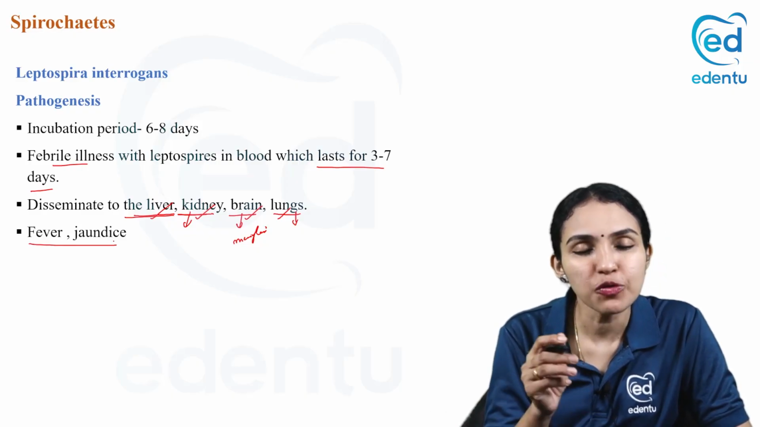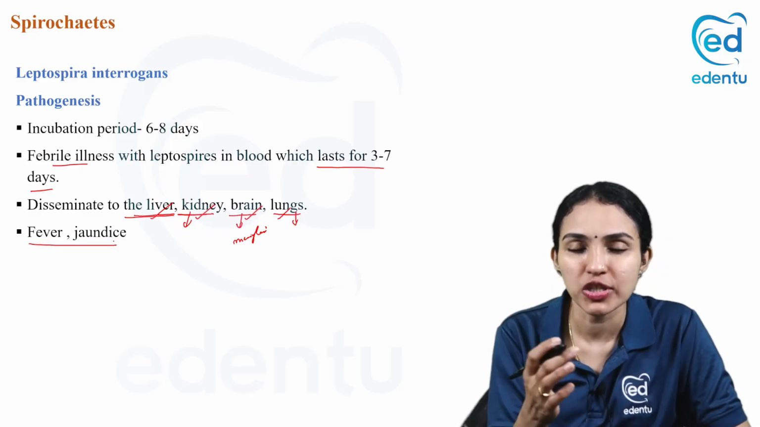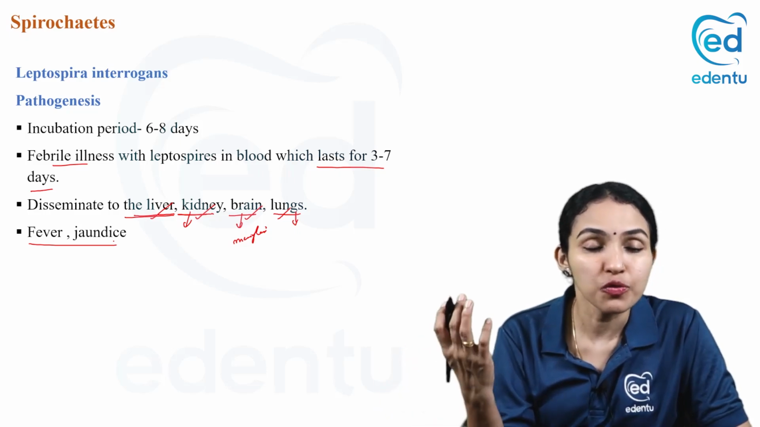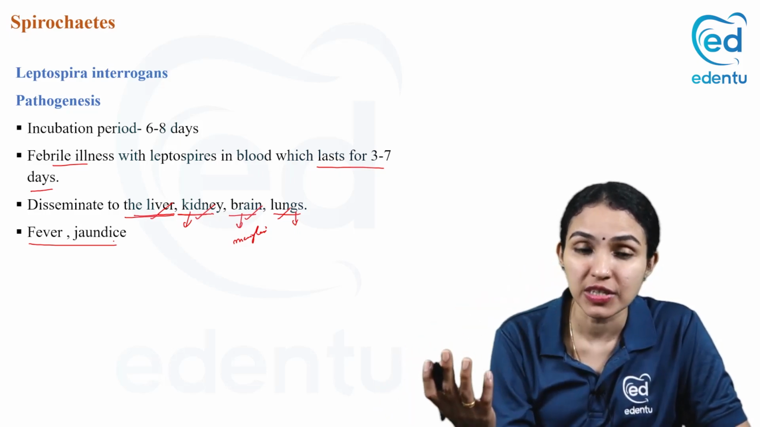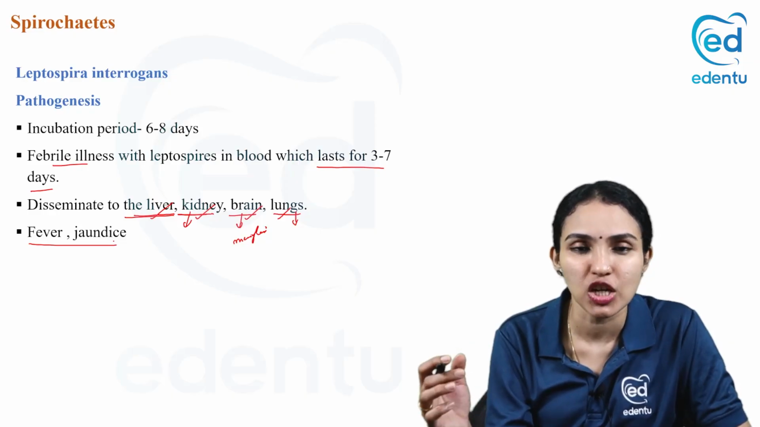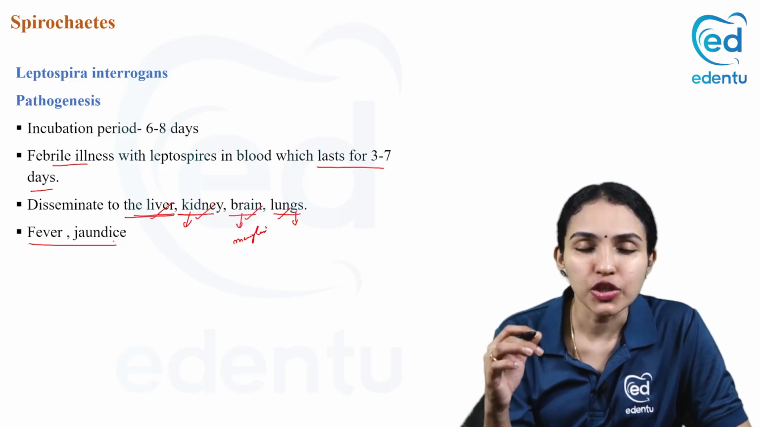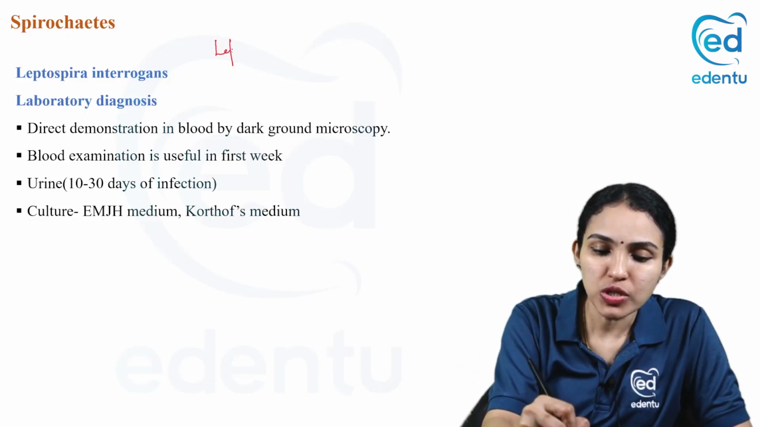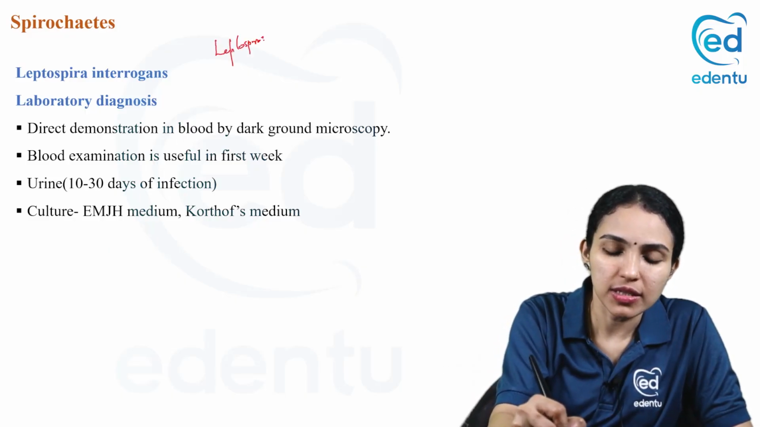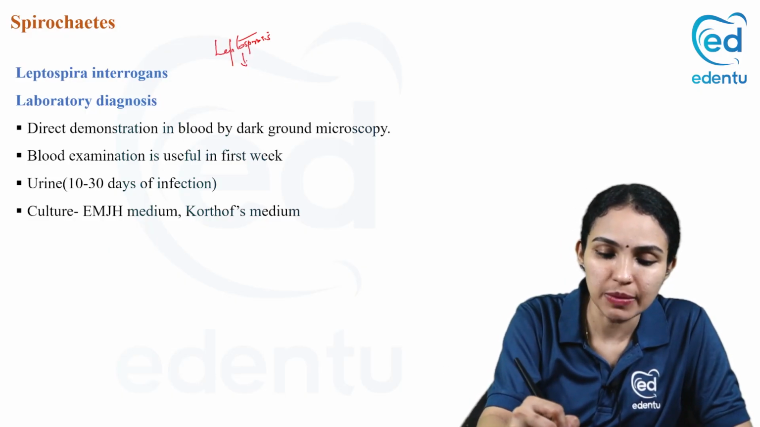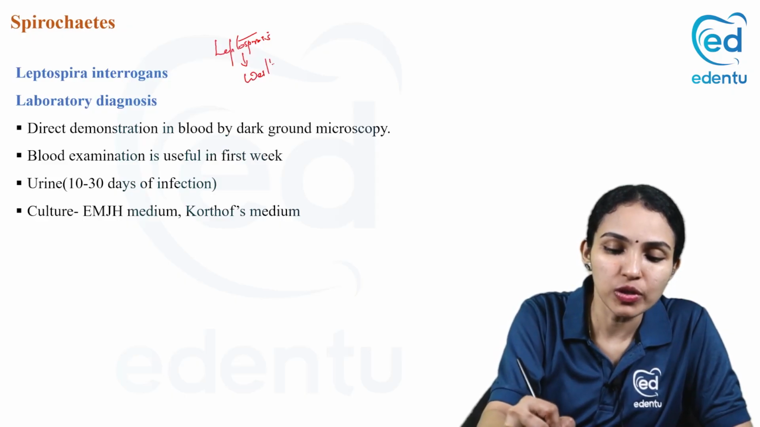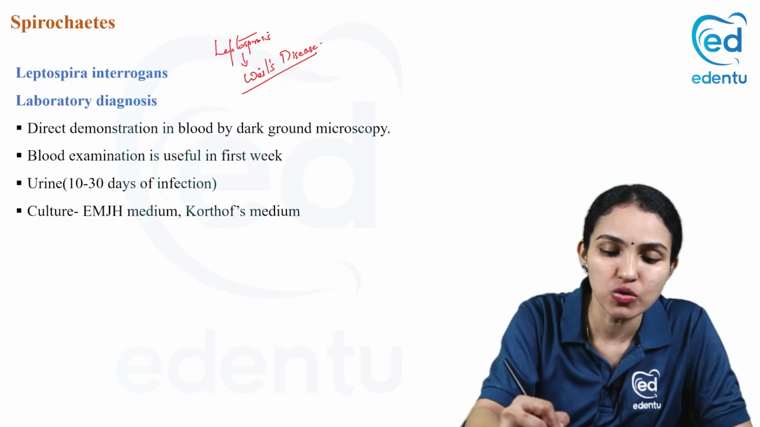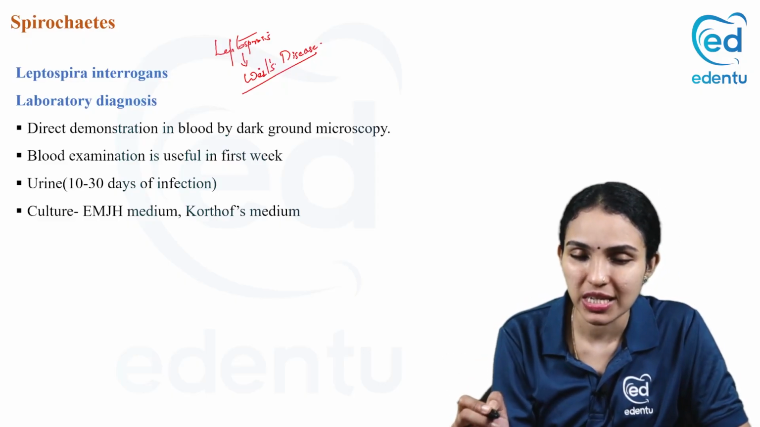So when you see fever and jaundice in a patient, especially an agricultural worker or somebody who is exposed to contaminated water, along with conjunctival suffusion, which is another condition commonly seen in leptospirosis, you have to suspect leptospirosis. You call the disease leptospirosis. Another name for leptospirosis is Weil's disease. So please be familiar with this term also, because sometimes the question can be asked like this: Weil's disease.